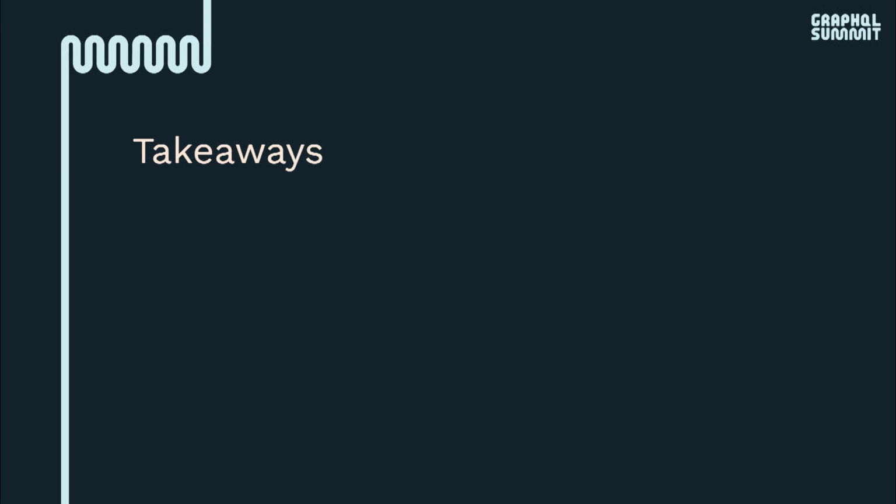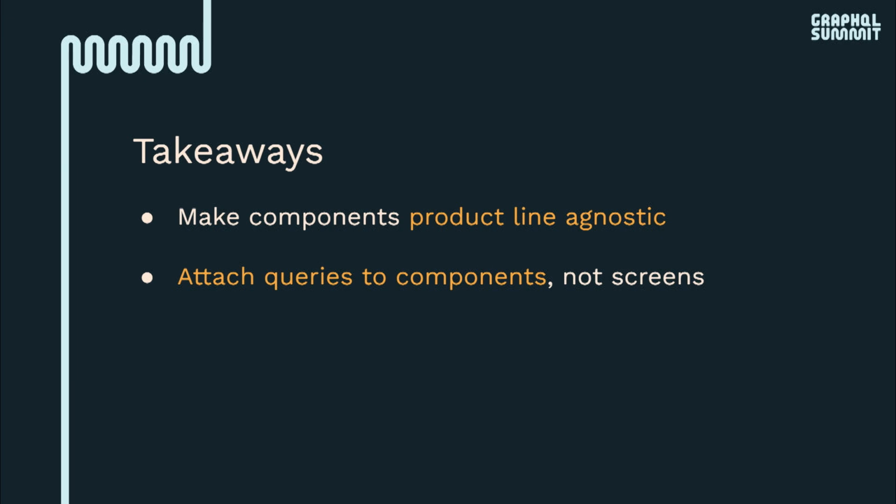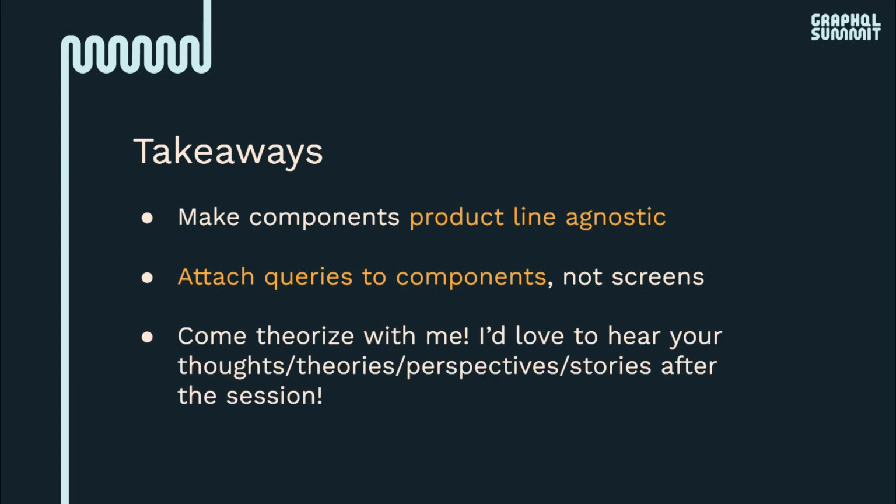Okay, so takeaways: make components product line agnostic. I hope my company has demonstrated very well how not to do this. Also, attach queries to components, not screens. And finally, I would love to hear your experiences. I think this is a really interesting problem space, so your theories and your use cases.